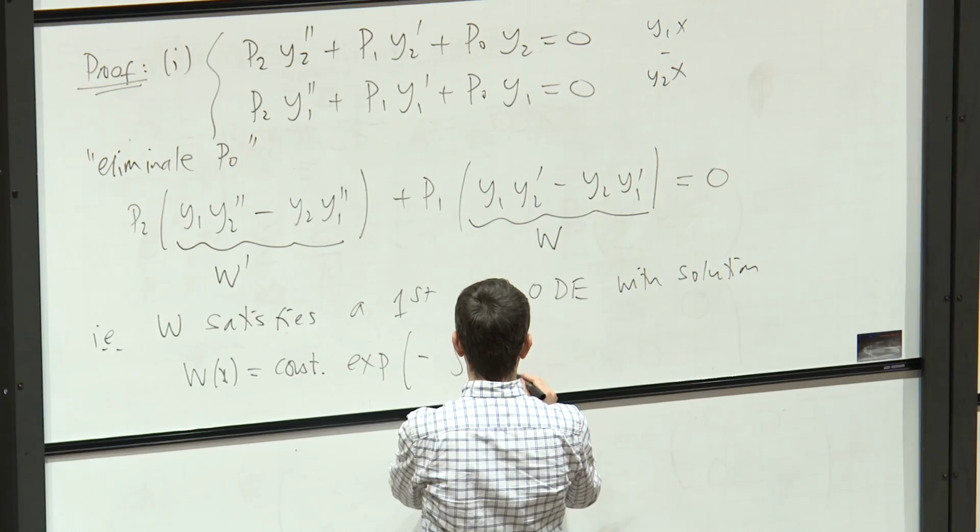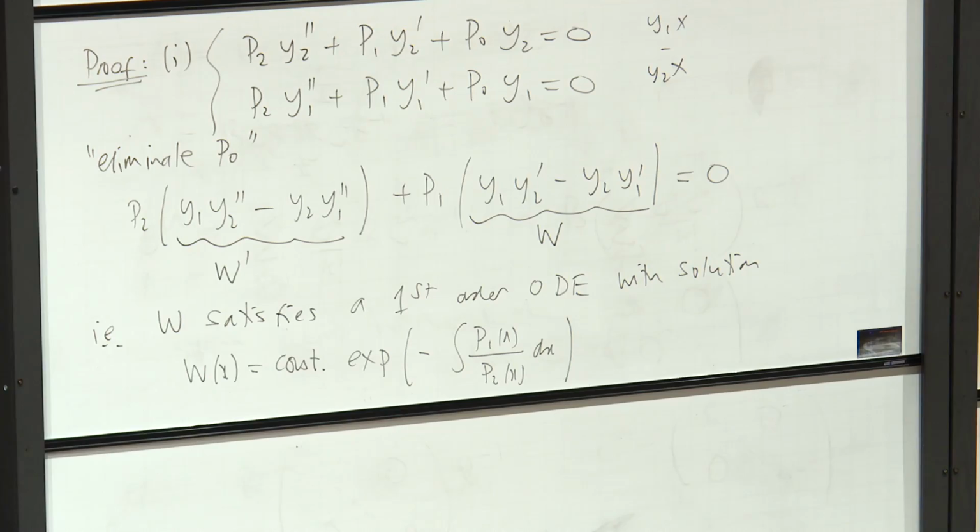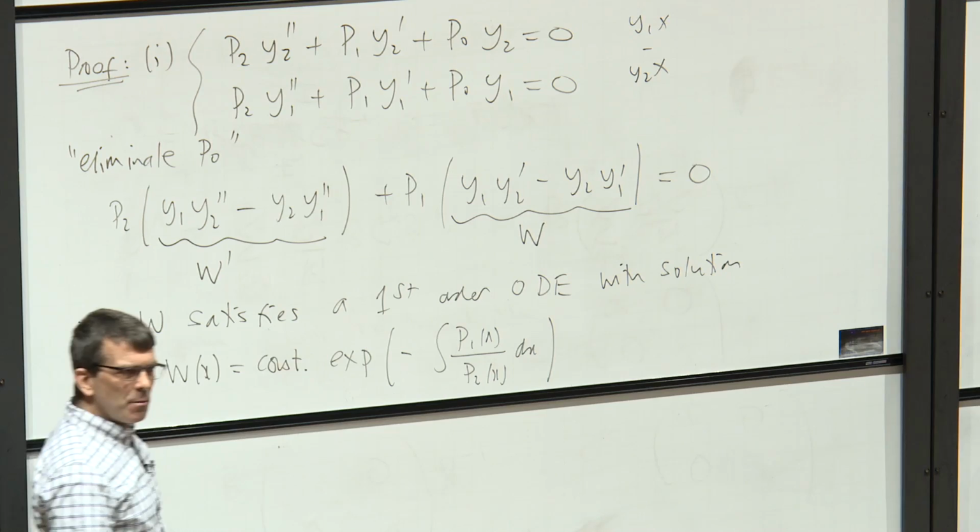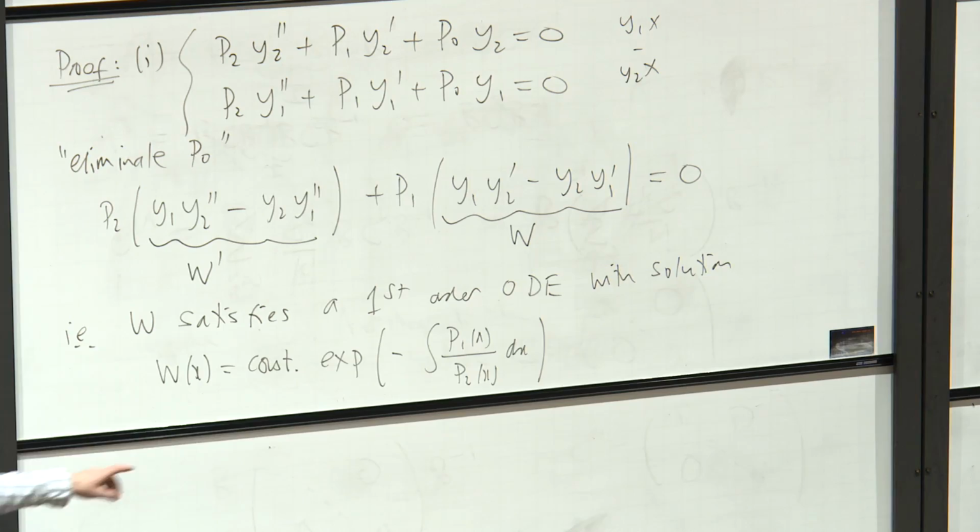You can either think about this as an integrating factor, or by taking this term over the other side and separating the variables. You can easily solve that, again, using elementary methods. Again, note, we need P2 not to be zero.